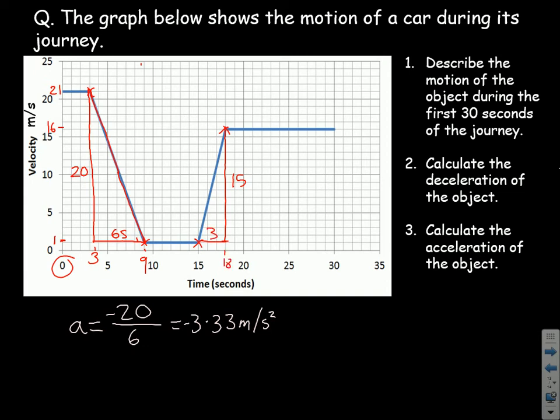So this one's a little bit easy to calculate. So our acceleration of the next part is rise 15 over the run of 3. 15 over 3 is 5 meters per second squared. And that makes sense. It is greater than the deceleration, and we can see that just by looking at the graph, because if I just rub these lines out, you can see that this line here is much steeper than that line is.